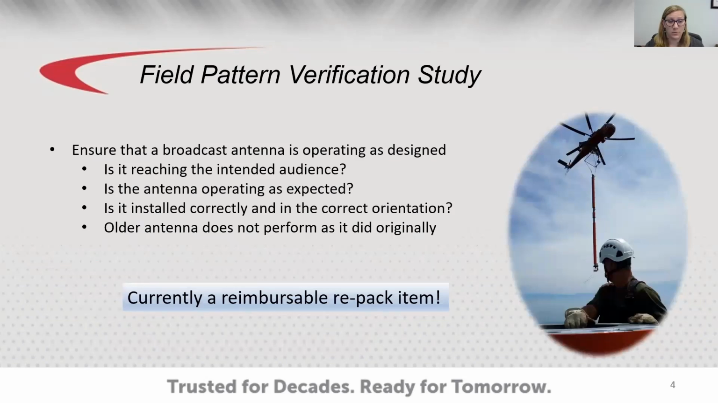Well, first and foremost, is your programming reaching its intended audience? Is the antenna itself hitting the eyeballs you want it to hit? Is your antenna operating as expected? Is it installed correctly and in the correct orientation? Also, if you have an older antenna that is not performing as it once did, what issues might that antenna have? Most importantly, field pattern verification is a reimbursable repack item. So if the FCC is paying for it, why not double check everything?